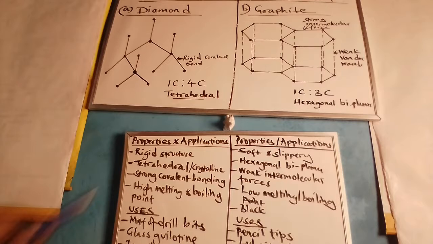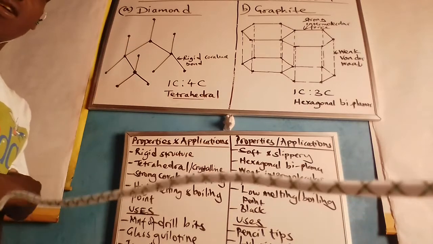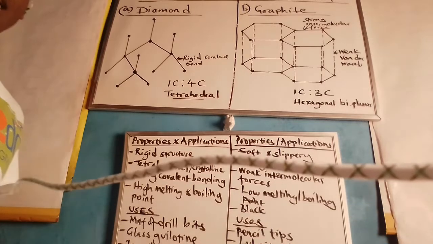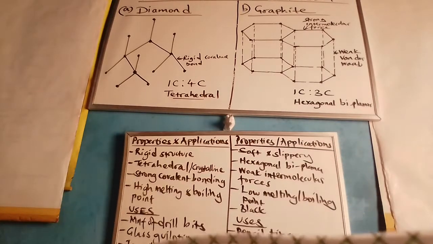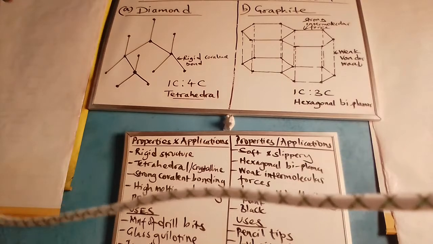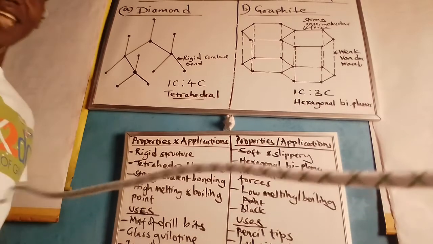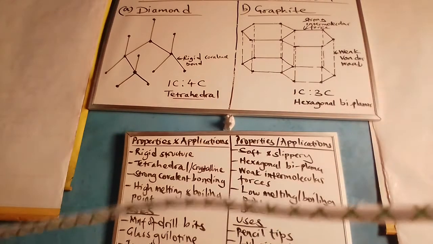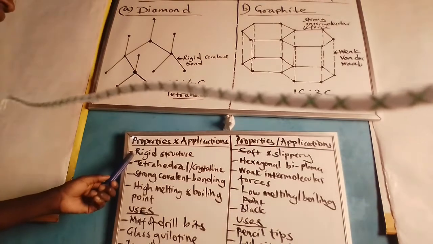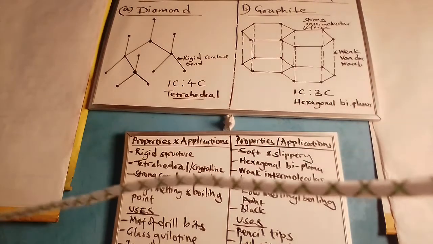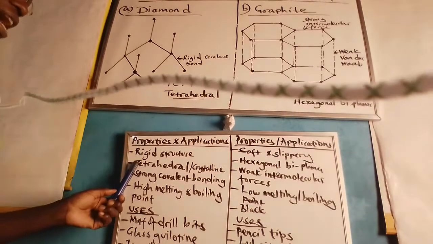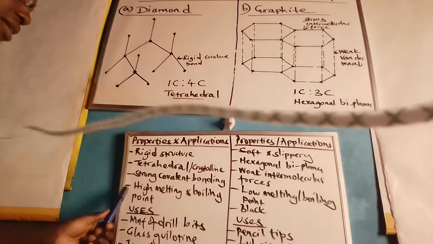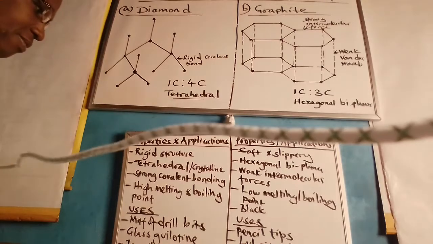Now, the bonds in between carbon and carbon are strong covalent bonds, making the structure rigid and having high melting and boiling points. Now, to enable us critically review what importance diamond has, we look at its physical properties alongside its common applications. To begin with, diamond is a rigid structure made up of strong covalent bonds. It is tetrahedral and crystalline. It has strong covalent bonding. It has high melting and boiling points.